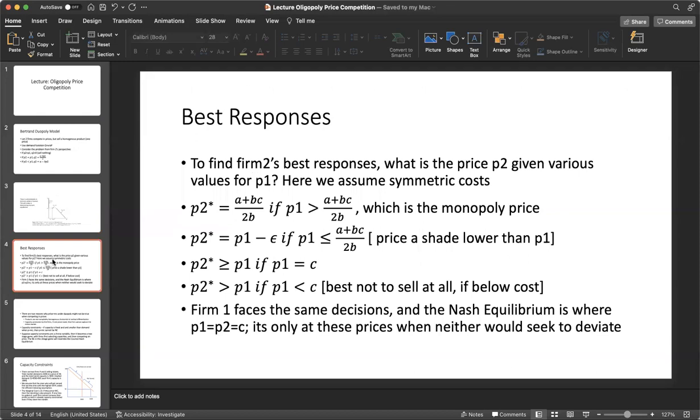So now let's try to get the best responses. So it's not going to be a function because discontinuous nga siya. So you're not going to get a simple function. So here you'll have the 3 regions and you'll sort of figure out what the best response is. Depends on the reaction of the others, because there are essentially 3 kinds of reactions: mas mataas yung iba, pareho lang tayo, or mas mababa. Okay, so to find firm 2's best responses, what is the price P2 given various values for P1? So let's assume symmetric costs. C1 is the same as C2, or just C.